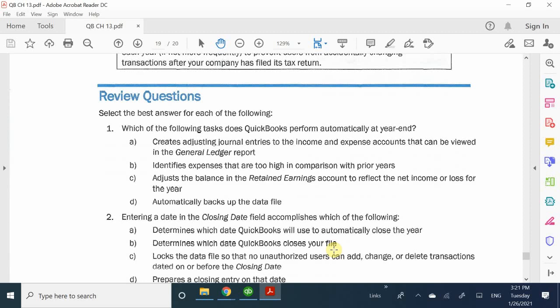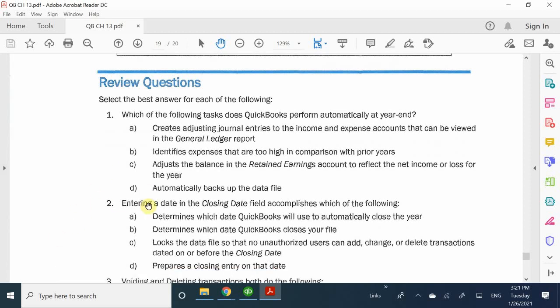At year end, it doesn't do that, because you can set requirements of how often you want to back up your file, but that has nothing to do with the year end adjustments or anything like that. So C is the correct answer. Yes, it will automatically take the retained earnings and account for it for the year.